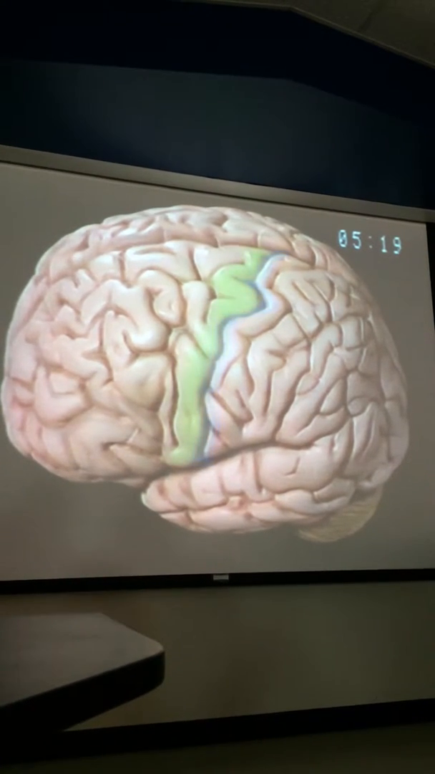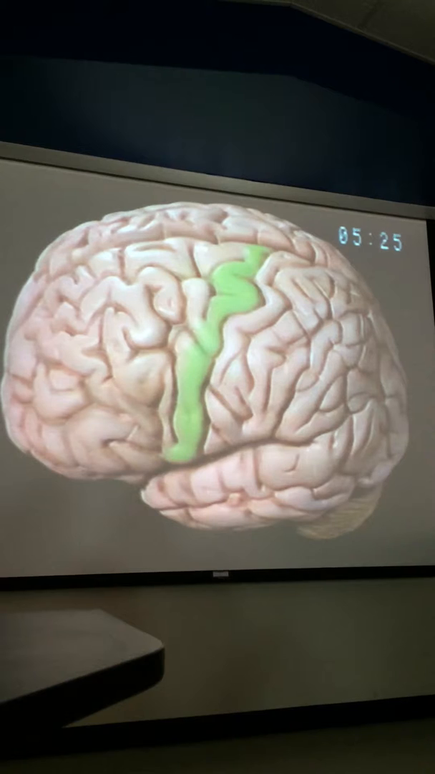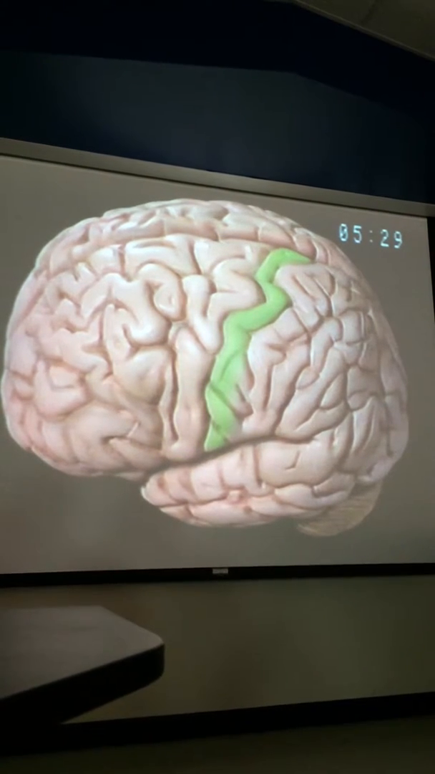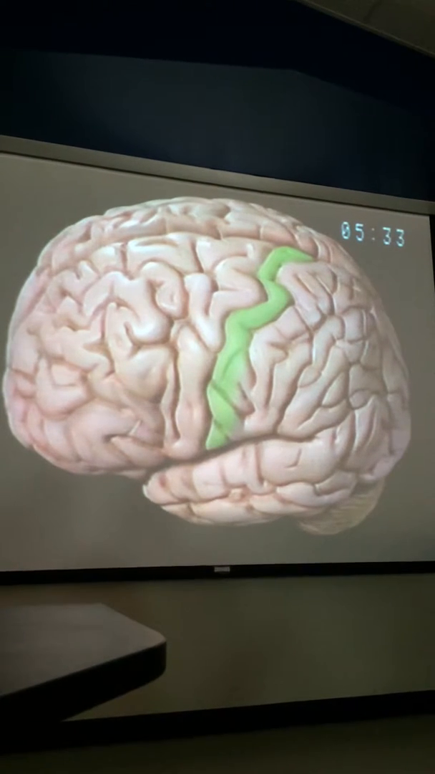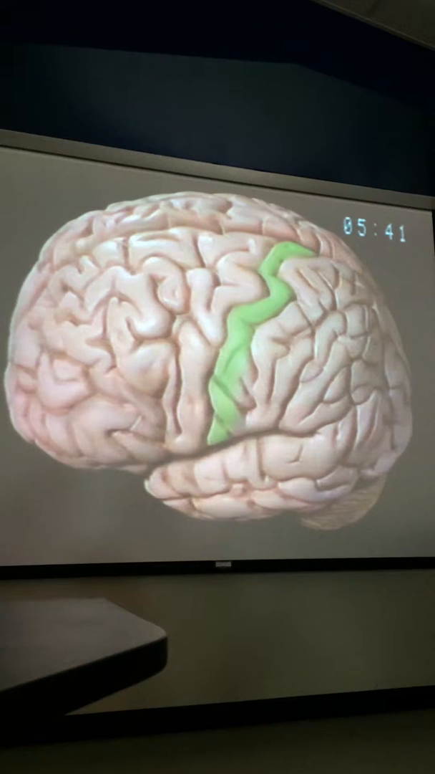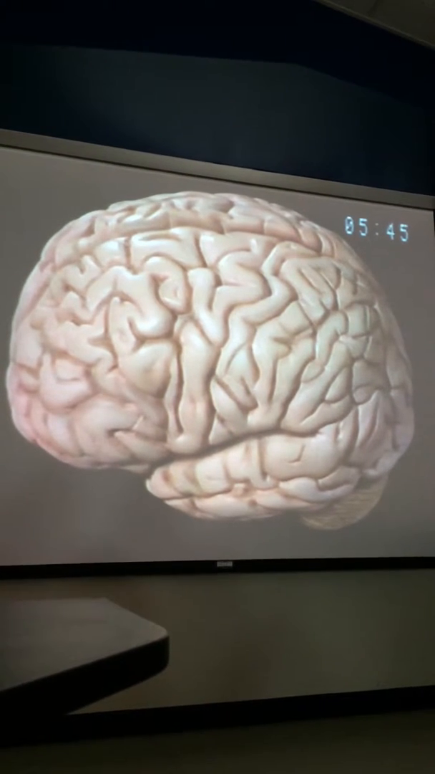The gyrus in front of the sulcus is the precentral gyrus, the location of the primary motor cortex. Behind it is the postcentral gyrus, the site of the primary somatosensory cortex. Fibers carrying information from the body about sensations such as pain, temperature, and touch terminate here. This organization is the same on both sides of the brain.